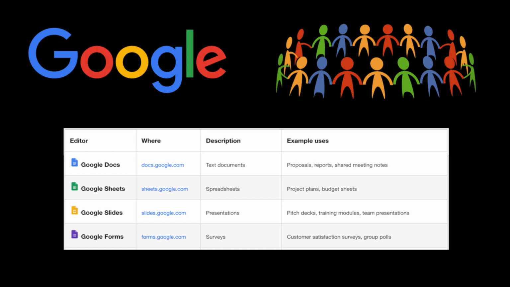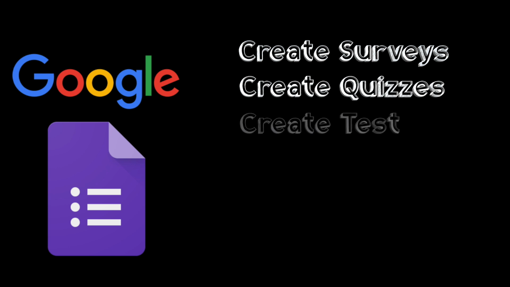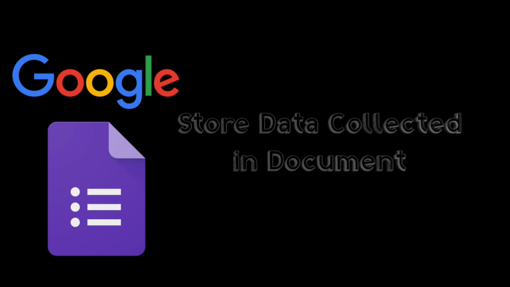This is a perfect example for future-ready Gear 7, use of space and time. There are 4 main Google apps that we can use for collaboration. In this session, we're going to be focusing on Google Forms. Google Forms is the perfect tool to create surveys, quizzes, and tests. Not only are they easy to create, but they also store all of the data collected within the document.